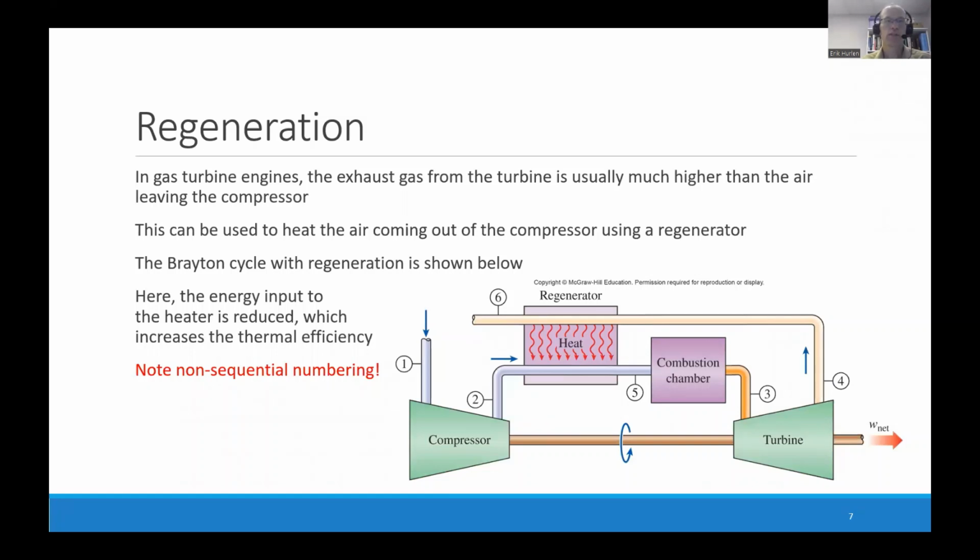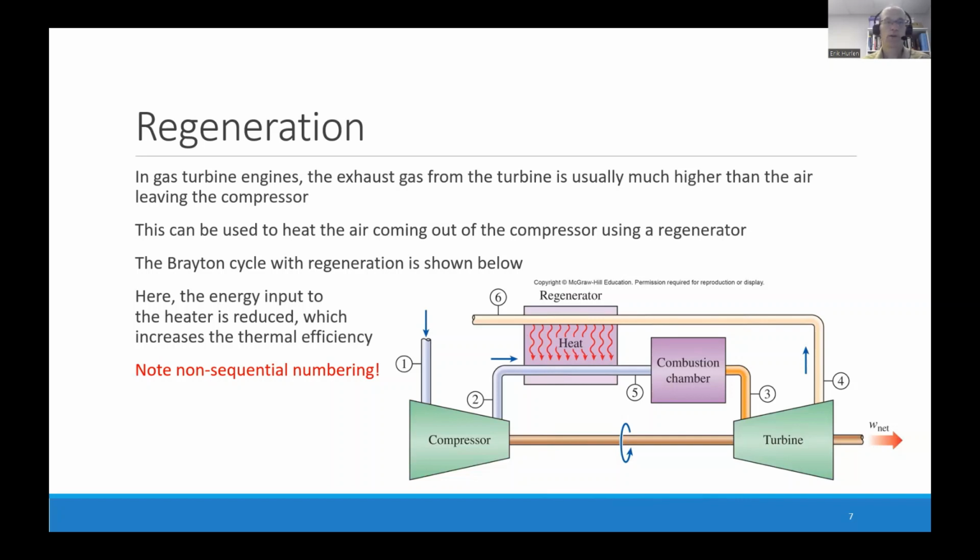Speaking of regeneration, this is the next variant to be examined. Regeneration uses the fact that the exhaust gases are usually at a much higher temperature than the air leaving the compressor, and this hotter air can heat up the cooler air going into the combustion chamber. Having higher temperature air into the combustion chamber will lead to a lower amount of heat being required by the combustion, in other words, less Q in. A lower amount of energy in then leads to a higher thermal efficiency. Here's a diagram of a gas turbine engine with regeneration, basically the standard setup, but with a heat exchanger between the exhaust gases and the air into the combustion chamber.